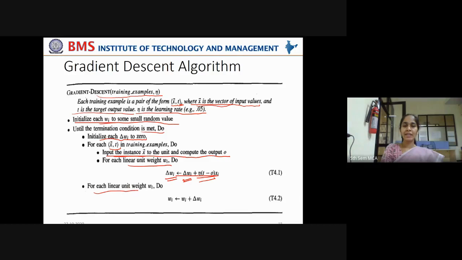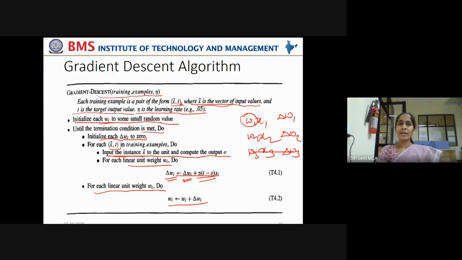Now, for each linear unit wi, adjust the weight. Linear unit means what? W1, x1 is one linear unit. W2, x2 is one linear unit. W3, x3 is one linear unit. Now, for each linear unit, adjust the weight as calculated: delta W1, delta W2, delta W3. Delta W1 is added to W1, delta W2 is added to W2, delta W3 is added to W3 to get the new weights. Now again, prediction is made. That is why repetition is done again and again, iteratively.